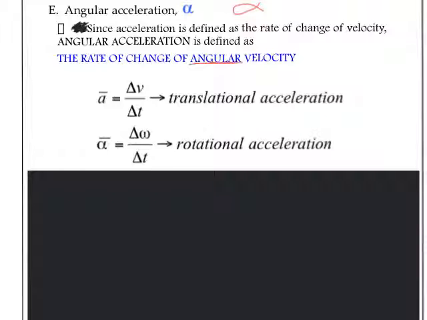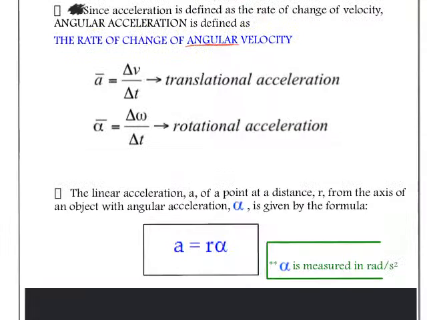So last semester when we talked about acceleration, it was change in velocity over time. Now our angular acceleration is change in angular velocity over time. So this is our rotational version. And if you haven't noticed, angular and rotational will be used interchangeably with each other.